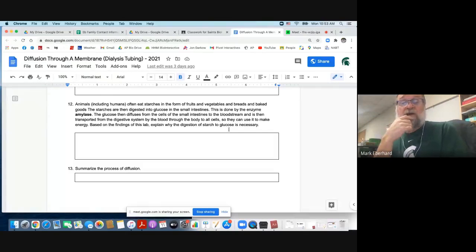Finally, summarize the process of diffusion. You should have said something to the effect of: diffusion is the movement of molecules across the membrane. It goes from high to low concentration. Therefore, it is passive and requires no cell energy, and it will result in equilibrium. Those are some of the things we would have been looking for.